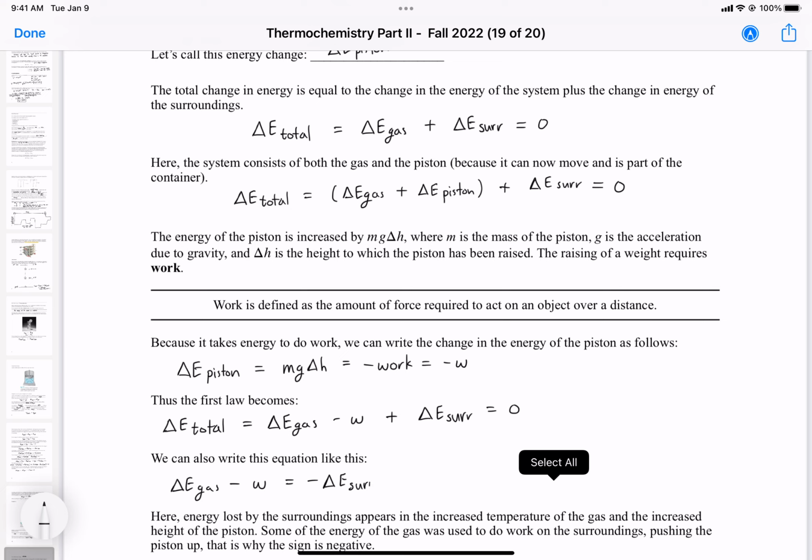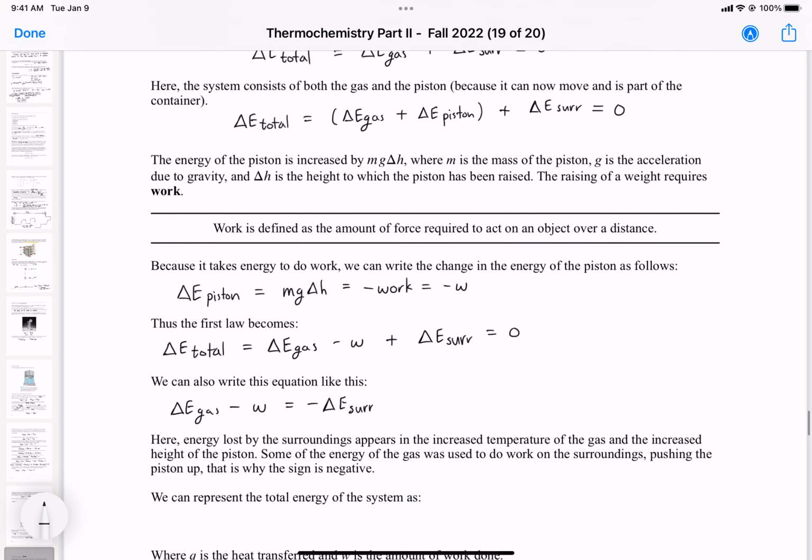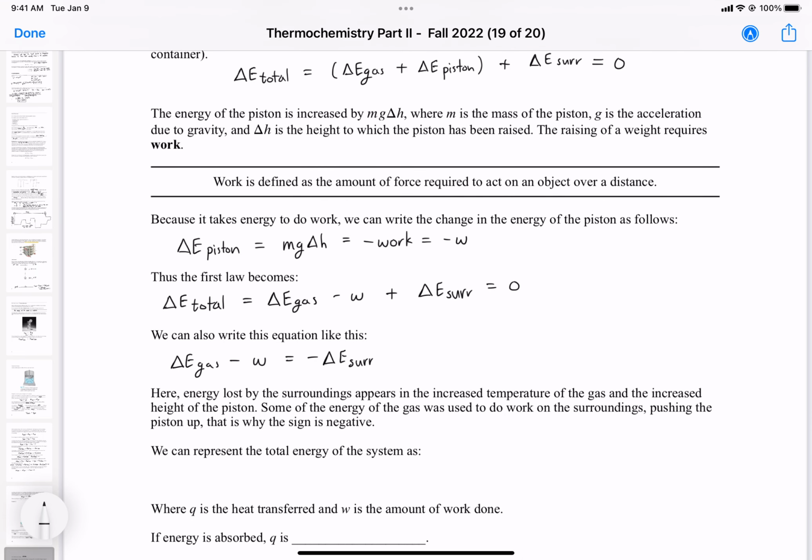So not all that energy is going into the gas to raise the temperature of the gas. So it's not changing the energy of the gas completely. Some of it is now going into this W term here, which is being used to do work on the surroundings, so away from the system. That's why it's negative. So here, energy is lost by the surroundings, and that appears in the increased temperature of the gas and the increased height of the piston.